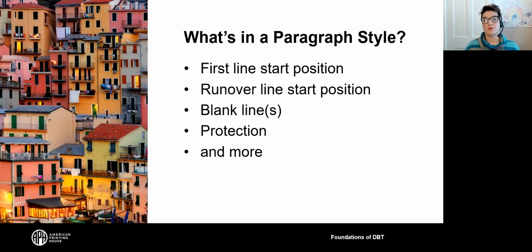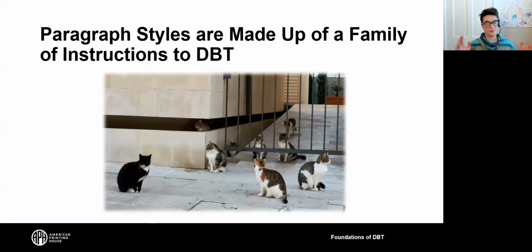And more. There can be more code information in the set of codes that is a paragraph style. We could give more information about what translation table, like what code is used to transcribe the print in a paragraph style, potentially other things as well. So paragraph styles are made up of a family of instructions to Duxbury Braille Translator. In other words, paragraph styles are made up of a set of codes.